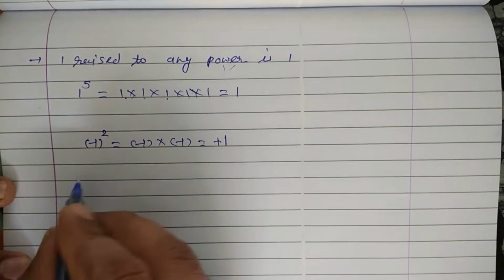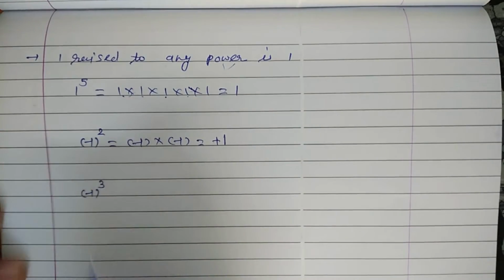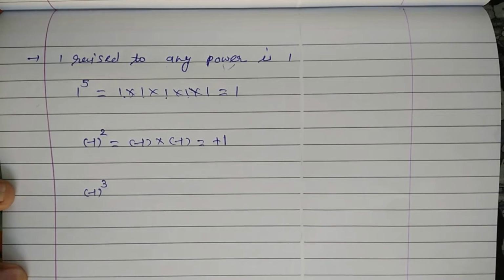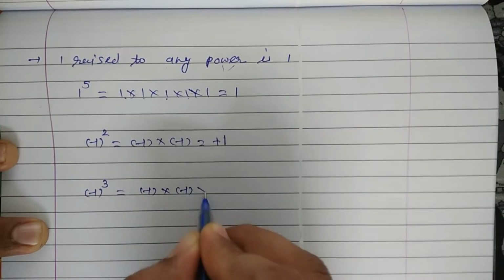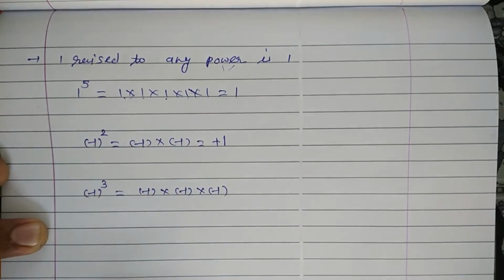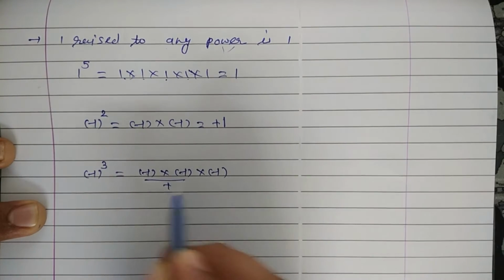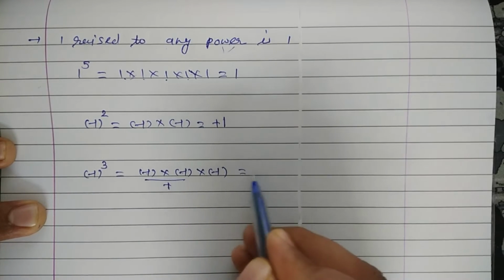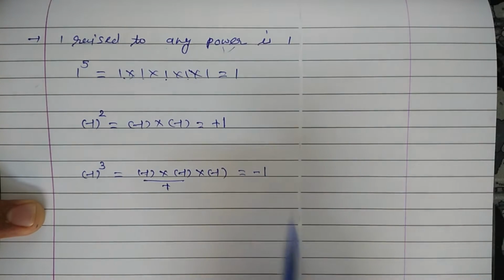And for any negative number, if the power is an odd number, for example, minus 1 raised to the power of 3. 3 is an odd number. When we simplify it, minus 1 multiplied by minus 1 multiplied by minus 1. Minus 1 multiplied 3 times. So when we simplify it, minus minus is plus, and this plus minus is minus, and we will get the answer minus 1. So for any negative number, if the power is odd, then we will get the answer in negative form.